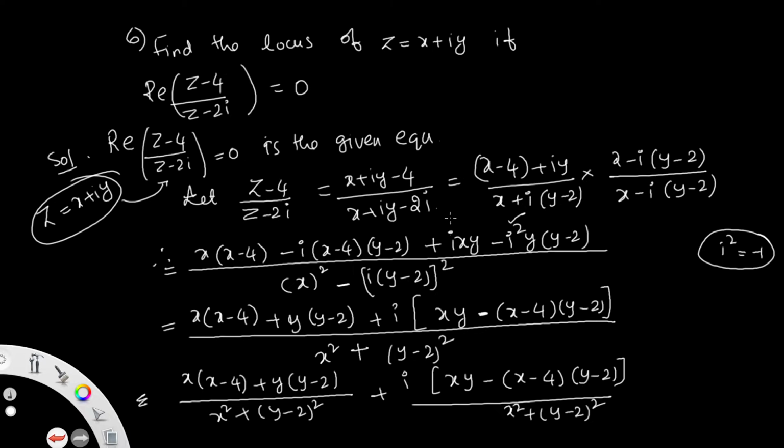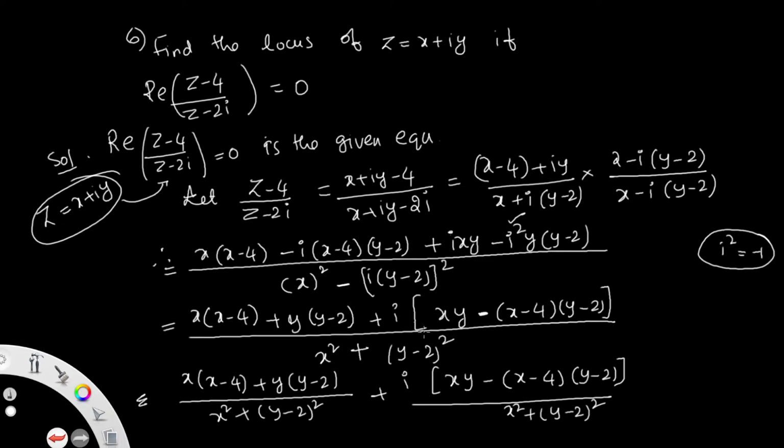For simplification we multiply and divide by the conjugate, that is x minus i into (y minus 2), just a sign change. Then term by term multiplication for the numerator: x into (x minus 4), then ixy, and i into i, that is i square, into (y minus 2). The denominator is (a plus b)(a minus b), that is x square minus i square into (y minus 2) whole square. I square means minus 1, so it becomes positive: x square plus (y minus 2) whole square.